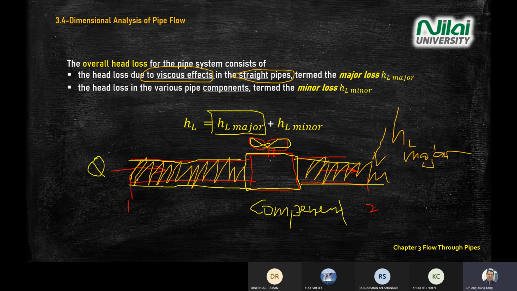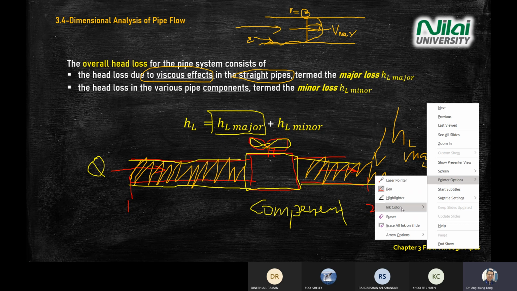What do I mean by viscous effect? It means that if the flow is flowing through a straight pipe, you're going to get this profile: velocity 0 at the wall, Vmax at the center. And you're considering the pipe condition, the straight pipe condition, which means the roughness of the pipe, the friction at the surface of the pipe only. Okay, this is major.